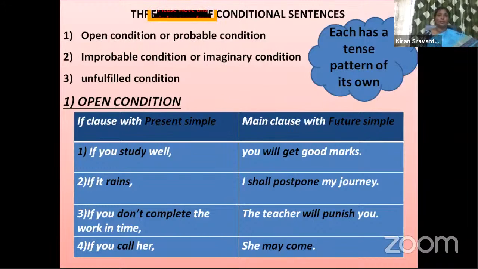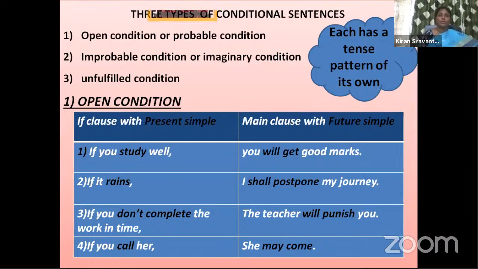And coming to the second one, improbable condition or imaginary condition. There is no scope for making it possible. And coming to the third one, unfulfilled condition. That's possible only in the imagination. That will not happen. So coming to the open condition, here we find the if clause and the main clause.